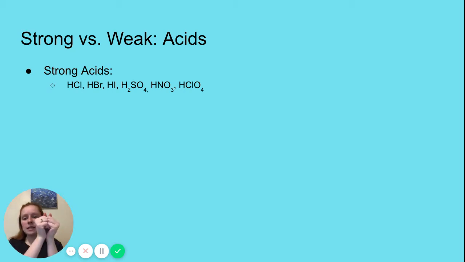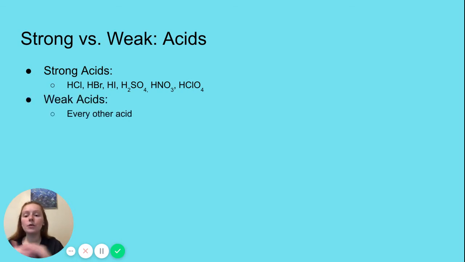So if this is an atom right here, they're both together. When I dissolve this in water, it will separate. All of the particles that are in water will separate, every single one. That's what defines a strong acid: the complete dissociation. And we'll talk more about that in just a second.